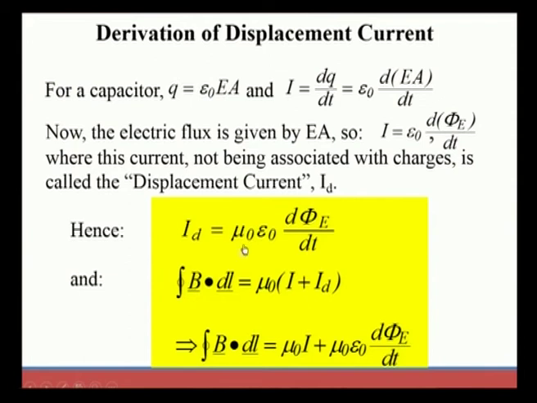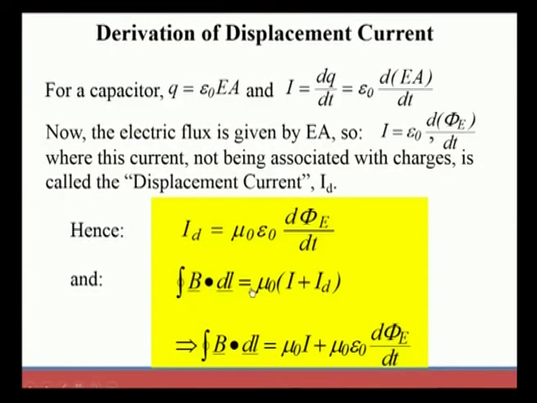And now, how is this formula related with the magnetic field? For a closed surface, the integral of B dot dl is equal to mu naught times I plus ID. ID is the displacement current that we already derived, and I is the actual current. The I plus ID value we already know from above and it has to be substituted. So, the magnetic field relation will be mu naught I plus mu naught epsilon naught into d phi E divided by dt.